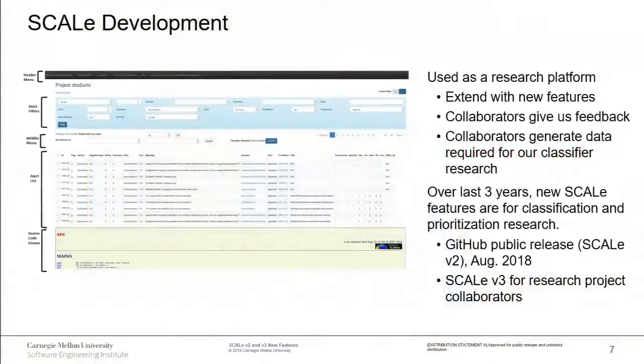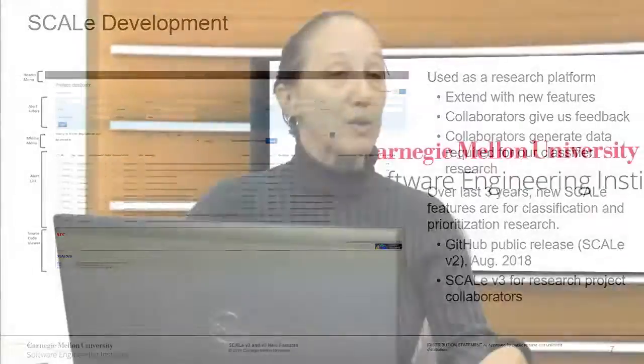Okay, so back to Scale. So, Scale development. SEI uses Scale as a research platform where we extend it with new features. Collaborators give us feedback, and they generate data required for our classifier research. Over the last 3 years, new Scale features have been added for classification and prioritization research, resulting in the Scale version 2 public release that's on GitHub in August this year. That was the first ever Scale public release. And Scale version 3, which we've released to research project collaborators in August and September.